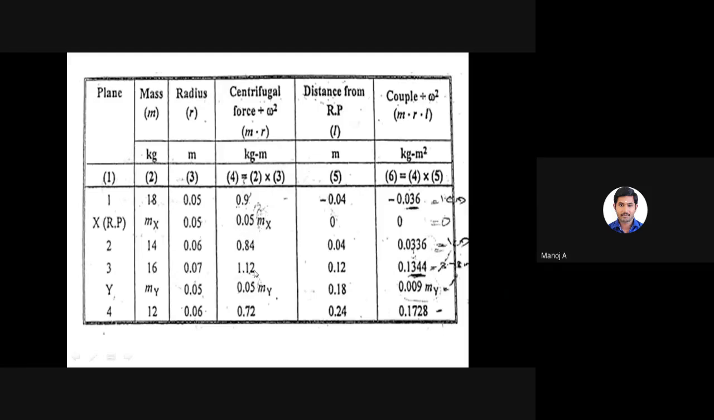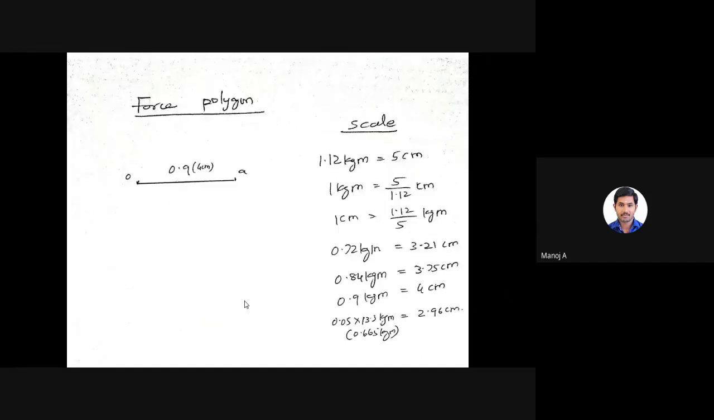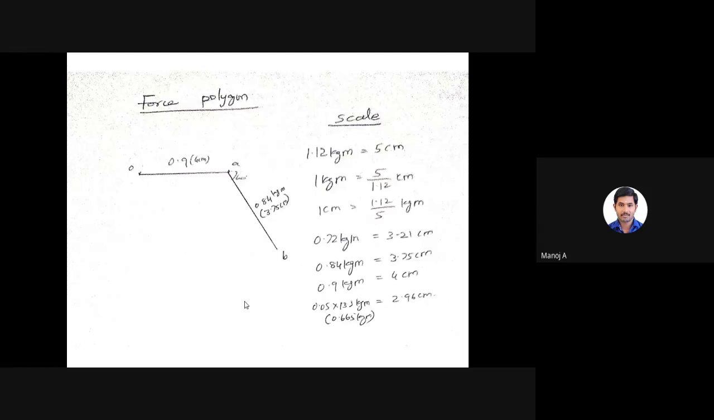Then 1.12. Then 0.72. After that you take 0.05 mx. After that finally you take 0.05 my. That is 1, 2, 3. First of all, I draw 1. Then I have to draw 2, 3, 4 like that. So first of all, I have to draw 0.036. This is couple polygon, force polygon. First of all, I draw 0.9. That is OA. Then 60 degree. It draw 3.75, 0.84 kilogram meter.